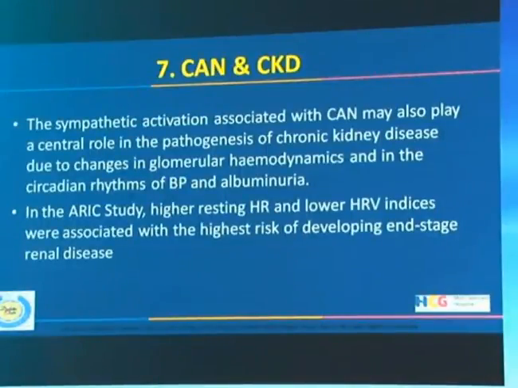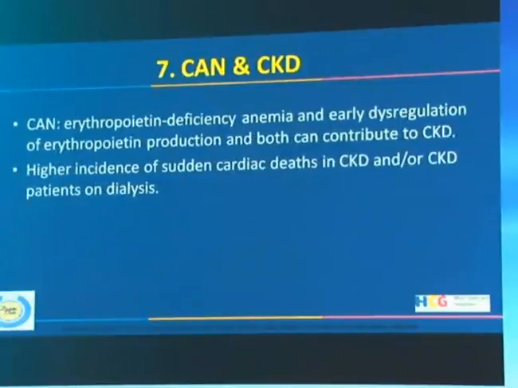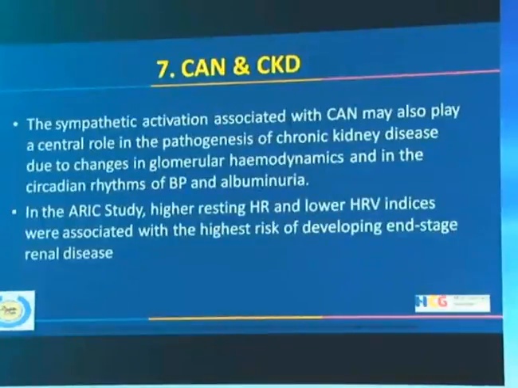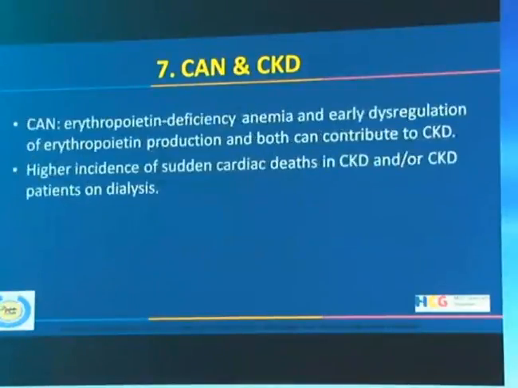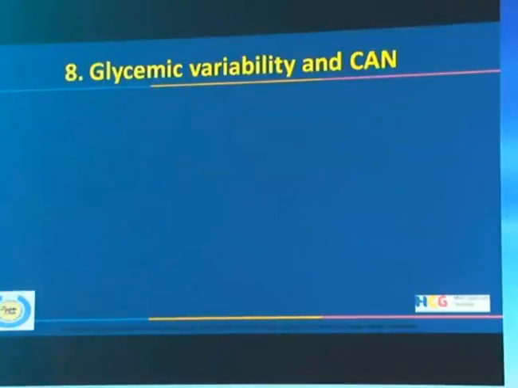Because during diabetic autonomic neuropathy, there is a decrease in erythropoietin, which produces anemia and ultimately it may precipitate CKD. So it is now believed that if a patient has CAN or diabetic autonomic neuropathy, always keep an additional, more vigorous eye on microalbuminuria because the patient is more likely to develop CKD.